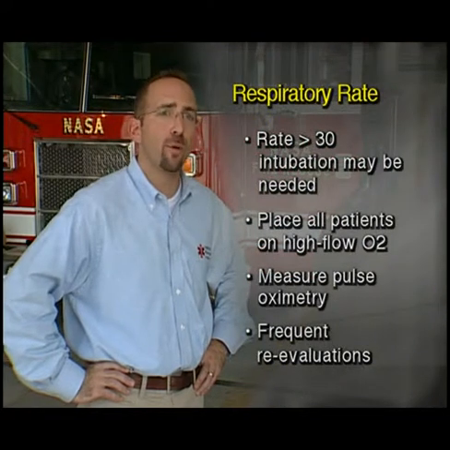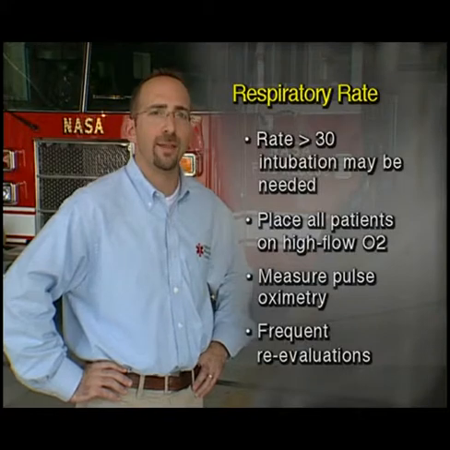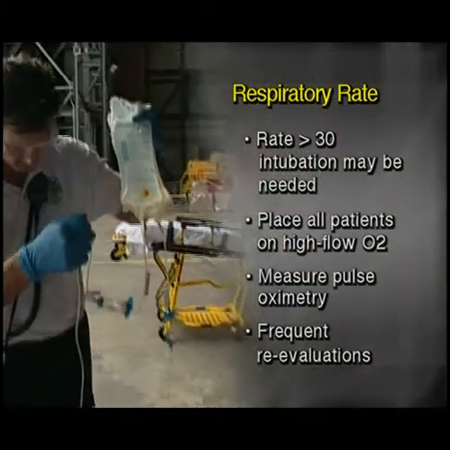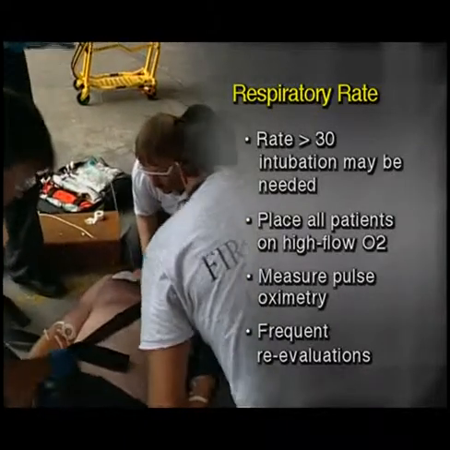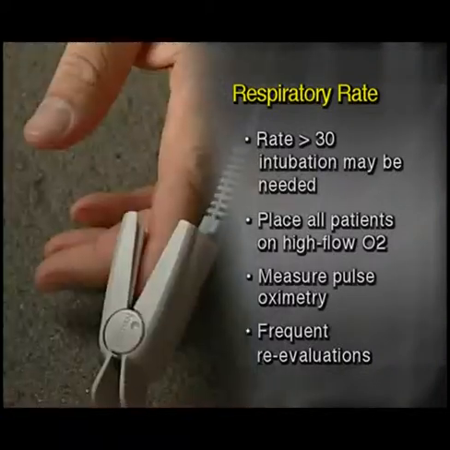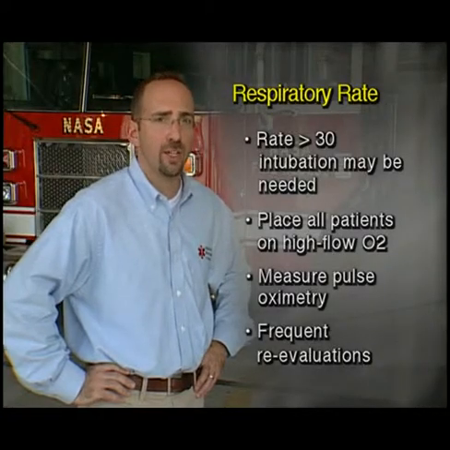These patients will often need respiratory support in the form of bag valve mask assistance or even intubation in order to maintain adequate ventilation. A respiratory rate greater than 30 or 35 breaths per minute is usually a strong indicator that intubation may be required. All chest trauma patients should be placed on high-flow oxygen with frequent reevaluations of both respiratory and neurologic status. Pulse oximetry should be measured constantly, and frequent reevaluations should be appropriately documented.